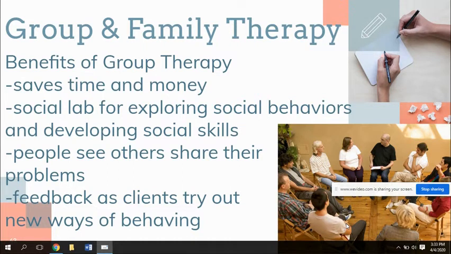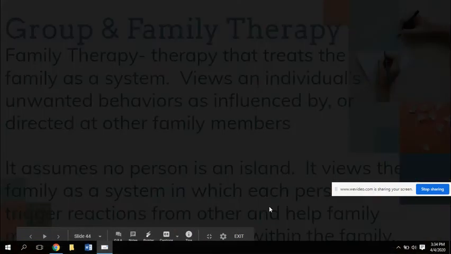But it does allow the person to see, I'm not the only one. I'm not the only one who feels like this. There's other people with my problems. And here's kind of how they're dealing with it, struggling, how they're helping themselves. Maybe I could try that, to get new ideas and approaches. And that's feedback, they can learn from each other as well.